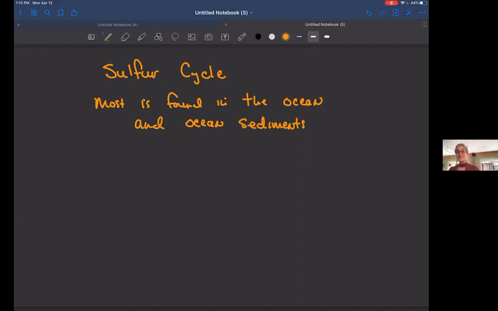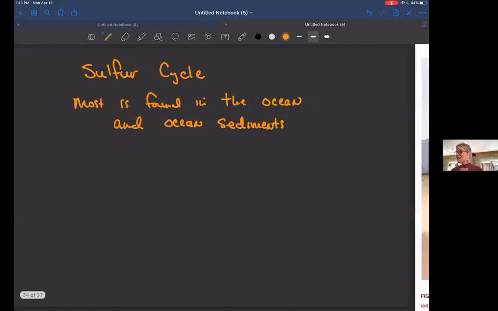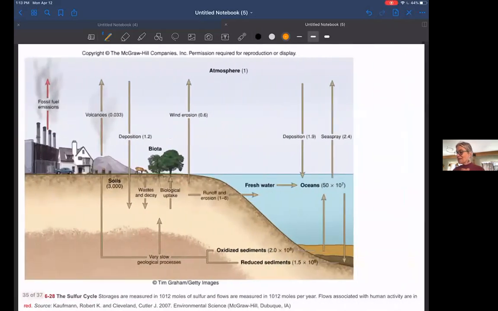When we look at its flows, we can see that one of the major ways that it gets into the atmosphere, even though there's very little of it in the atmosphere, is through sea spray. Isn't that interesting that sea spray can lift and move that sulfur up into our atmosphere? We also have volcanoes. Volcanoes can release sulfur into the atmosphere.